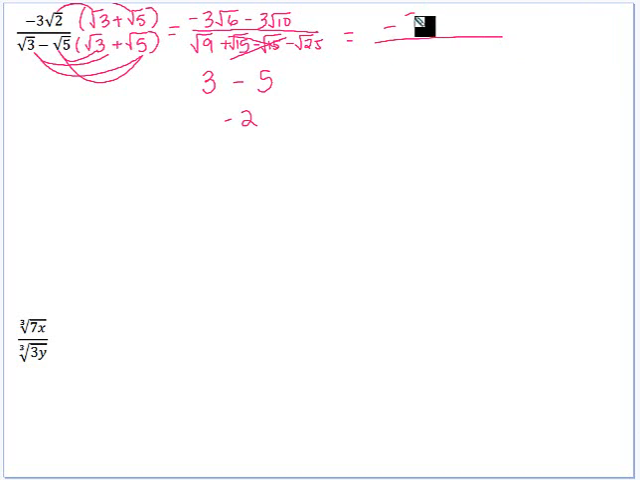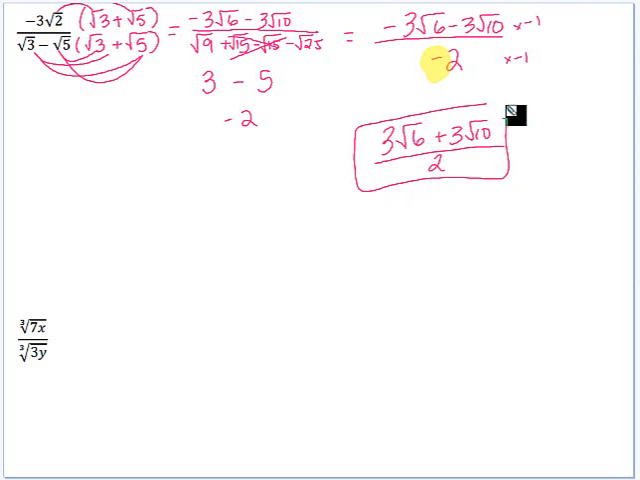So right now we have negative 3 square root of 6 minus 3 square root of 10 over negative 2. But we know that we do not keep negatives in the denominator. So we would multiply top and bottom by a negative 1. So that leaves us with 3 square root of 6 plus 3 square root of 10 all over 2. And that would be our simplified answer.